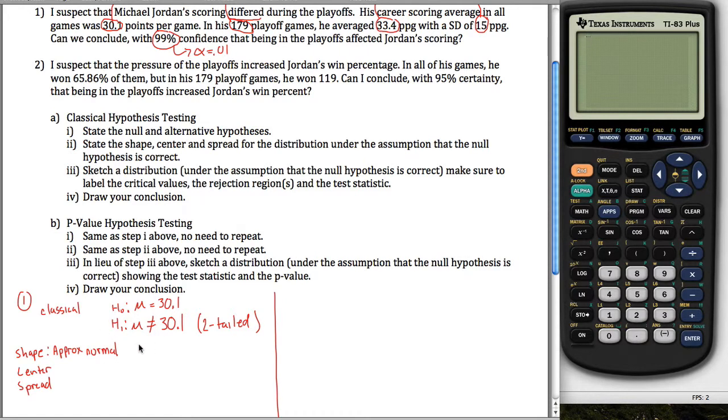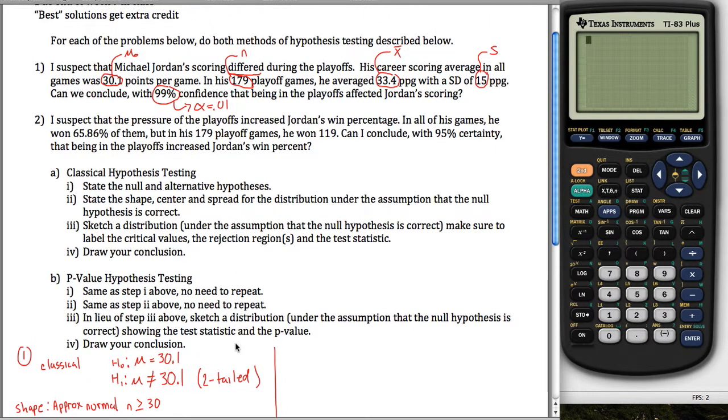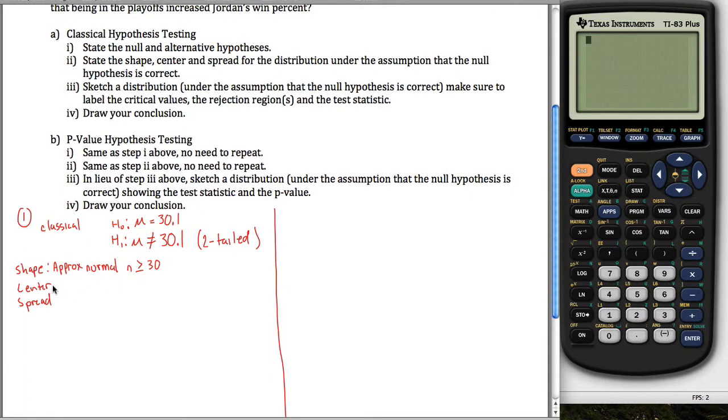And in this case, it's because n is greater than or equal to 30. That's the central limit theorem right there. Tells you that if n is greater than or equal to 30, our shape is approximately normal. And in this case, n was 179. Center of the distribution, it's given by mu naught, which is 30.1. The reason it's given by mu naught is because we assume our null hypothesis is true, and under the null hypothesis, we assume that mu equals mu naught. So mu naught becomes our center.